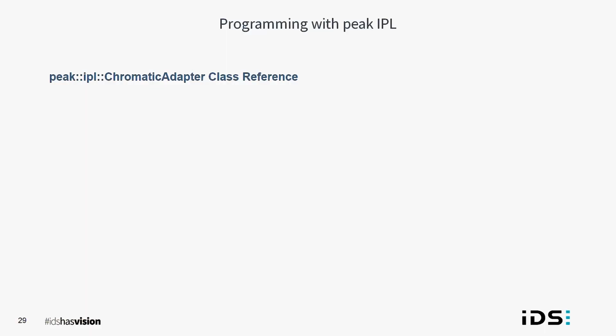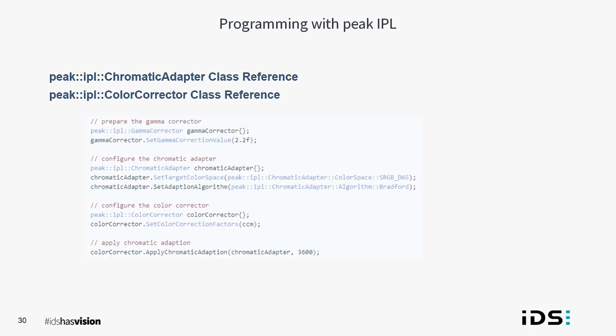If you are looking to do this programmatically, it is a simple process. We are using the chromatic adapter class in the IDS Peak IPL. This is the image processing library. And the sample code here shows the 3 steps required. First, we need to prepare the gamma correction with the desired gamma value. Next, we configure the chromatic adaption with the target color space and either the Bradford transformation or the legacy transformation. Then we configure the color correction and finally apply the chromatic adaption with the target color temperature, here 3600 Kelvin, and then enable the gamma correction.